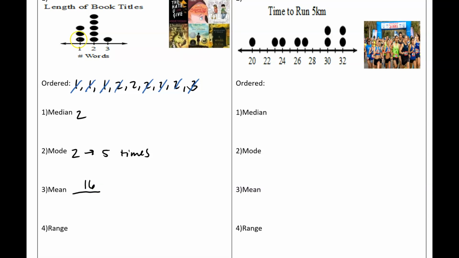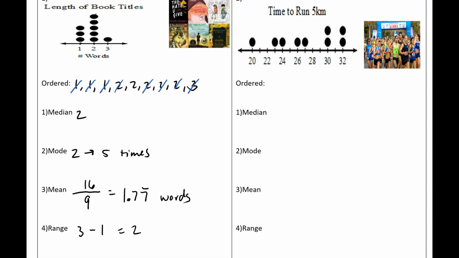Then I count out how many data values I actually have, because remember, to find the mean, divide by how many you have. So 1, 2, 3, 4, 5, 6, 7, 8, 9. Divide by 9. So 16 divided by 9, you'll get a decimal, 1.7 repeated. These are words. And the range is just the biggest number minus the smallest number. 3 minus 1, which is 2. Again, it's not the number that occurs the most. It is the biggest number minus the smallest number, not the number that occurs the least.